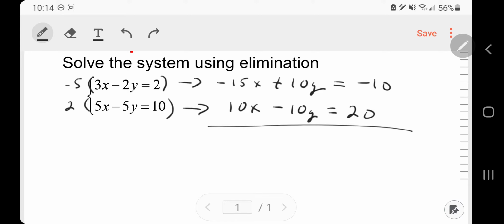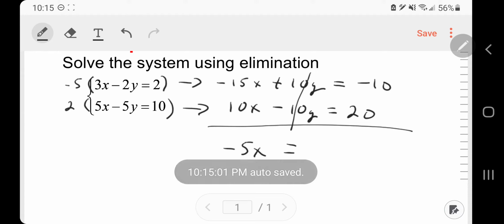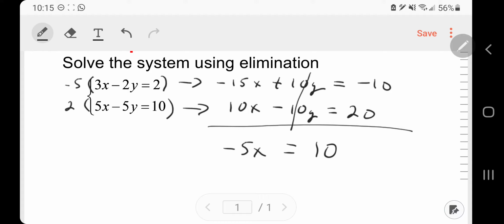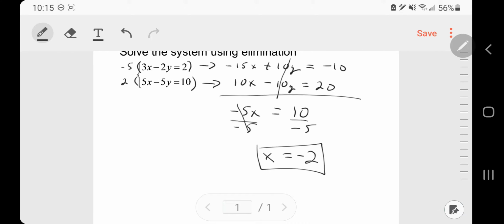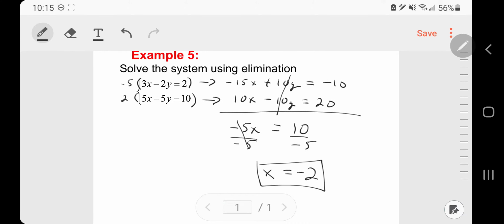So let's go ahead and combine our two equations. My x's, when I combine them, become a negative 5x. There's my elimination. Positive 10y minus 10y cancels out. And negative 10 plus 20 gives me a positive 10. Divide by negative 5, and I get x equals negative 2. So that's how I get my x value.